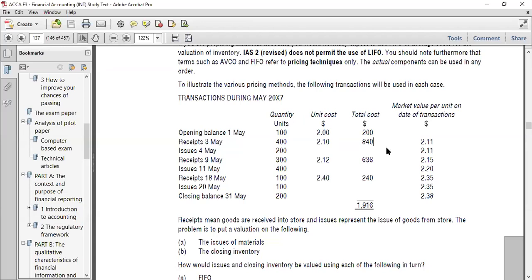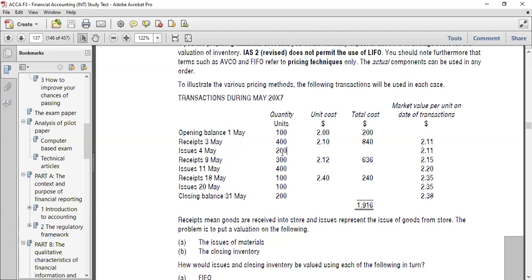Now, here is the dilemma. Why will I call it the dilemma? Because on 4th May you issued 200. So the whole dilemma is what stock are we going to issue? We have stock of different categories: stock at $2 and stock at 2.10. So we have an issue of 200. This is where the decision on LIFO and FIFO may come in.